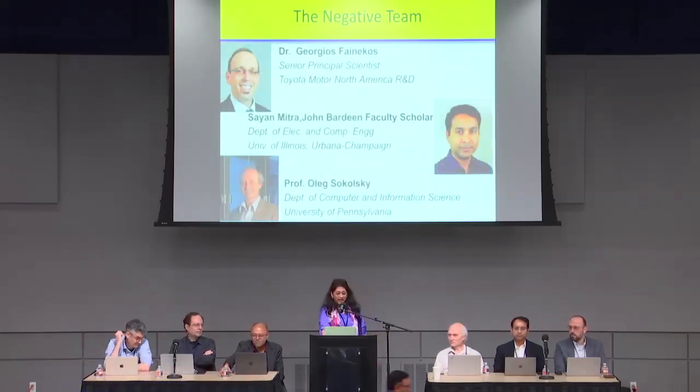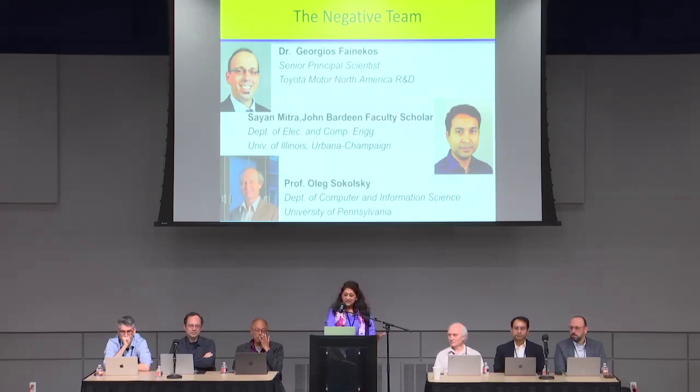On the negative team, we have, and I think this is in the order in which people are presenting their statements, Dr. Georgios Fainekos, a senior principal scientist at Toyota Motor North America R&D. And Georgios, obviously being from Toyota, has a lot of work in autonomy and autonomous vehicles. And he's going to argue for the need for more rigorous mathematical foundations and basis. We also have Sayan Mitra, formal method scholar, John Bardeen faculty scholar in the Department of ECE at the University of Illinois, Urbana-Champaign. So we have Urbana-Champaign fighting Urbana-Champaign here.